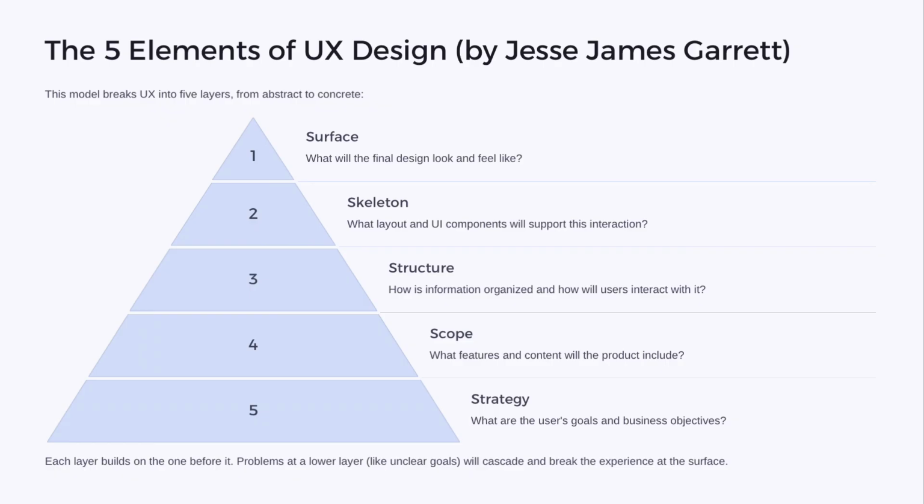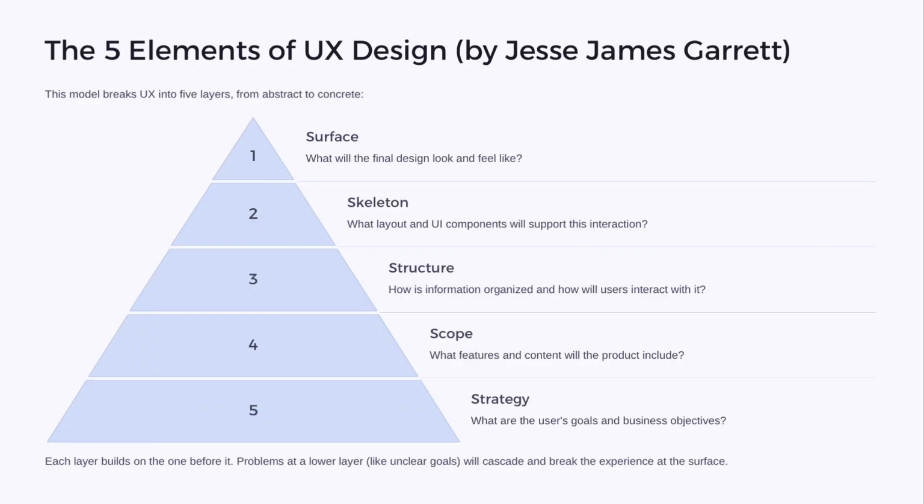What seems crucial, reading about this model, is how problems lower down cascade. Oh, absolutely. Like if your strategy is unclear or your scope is poorly defined, it cascades upwards. A weak foundation means the whole structure is shaky. Problems at those abstract layers will inevitably break the experience at the surface, no matter how pretty you make it look. It's like building a house on, well, a shaky foundation. Precisely. It just won't hold up.